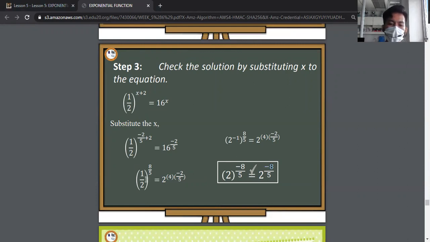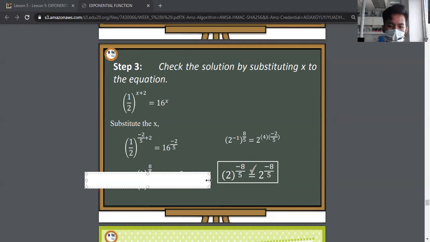Then dahil po fraction po to, pwede po natin to i-reciprocal para maging negative po yung exponent po natin. Pag ni-reciprocal po natin to, magiging two raised to negative 1 raised to 8 over 5. Tama yung exponent po natin.